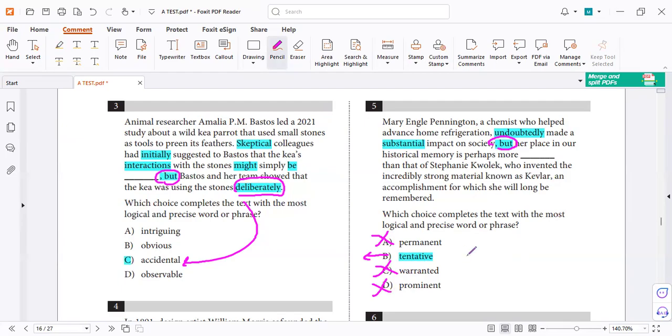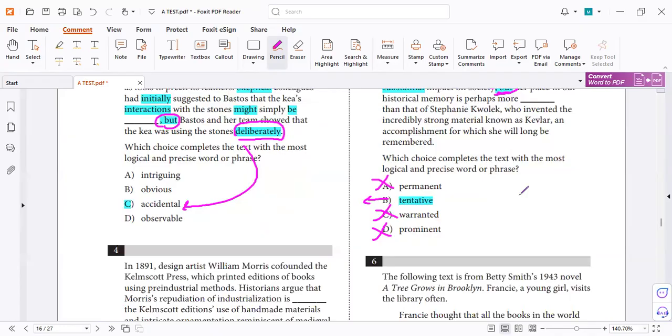So if you don't know B, you already have evidence to say A, C, D wrong. Find the technique. Do you remember the technique of contrastive? But, however. This is the only way to answer because we already test you for these techniques. Context clues. That's it.